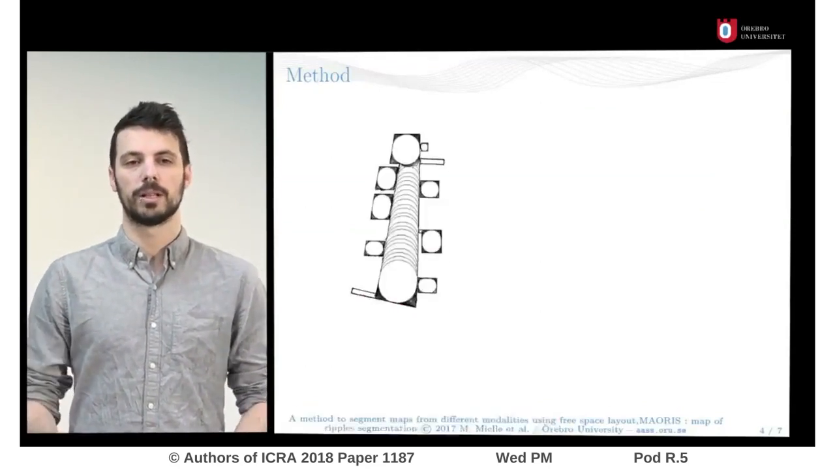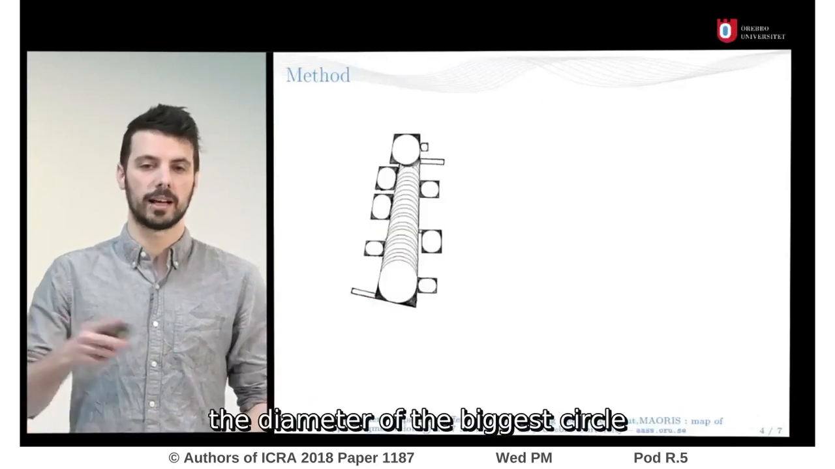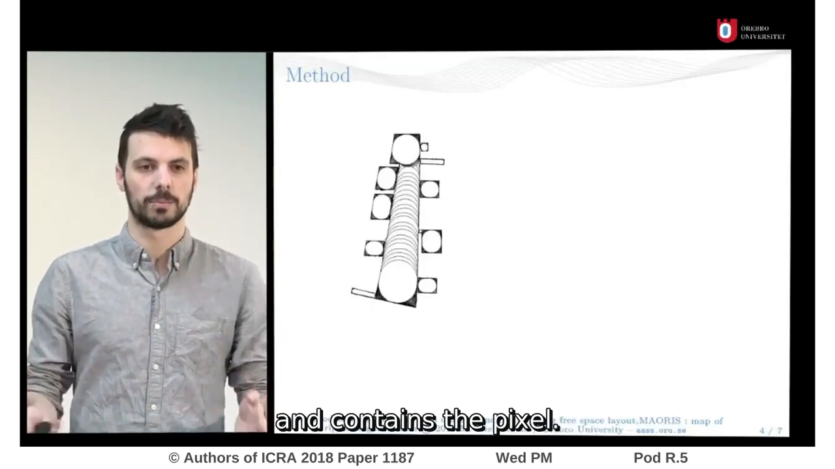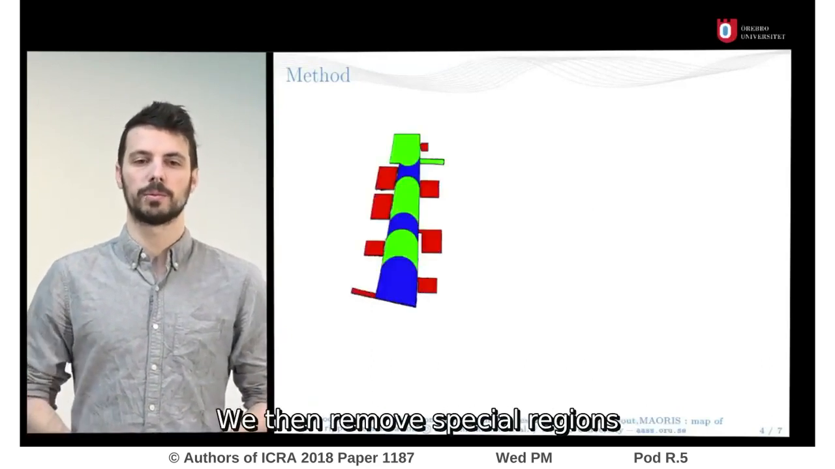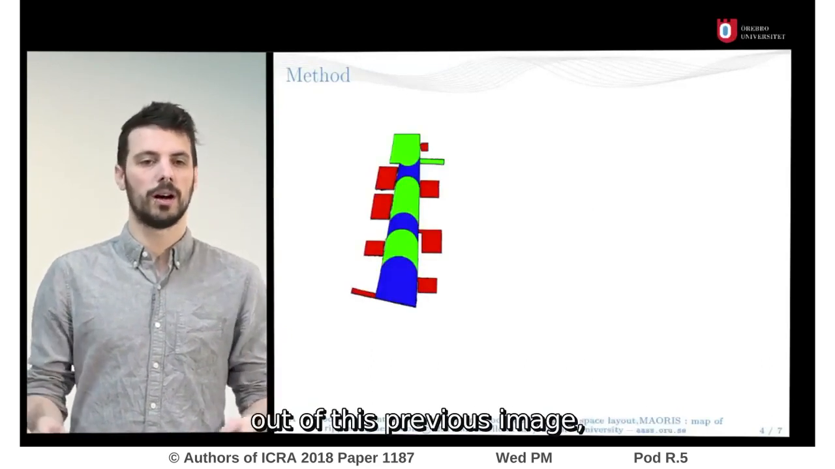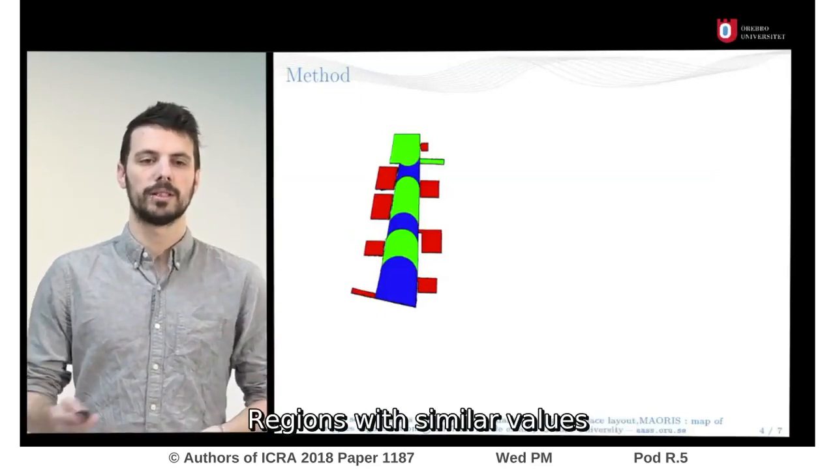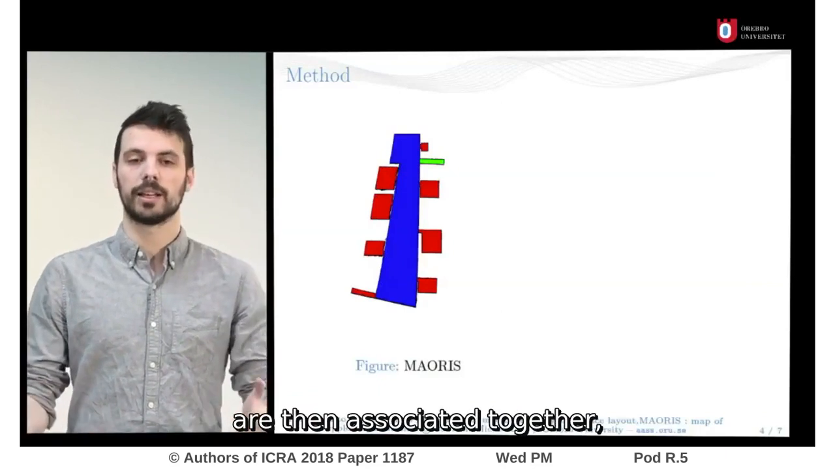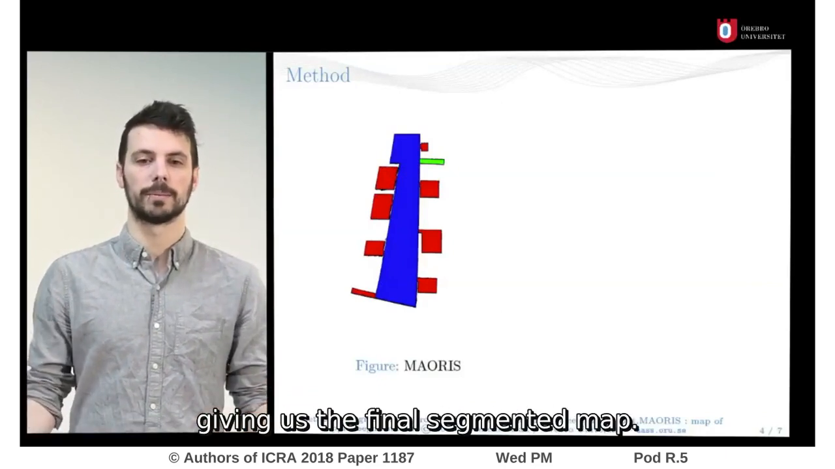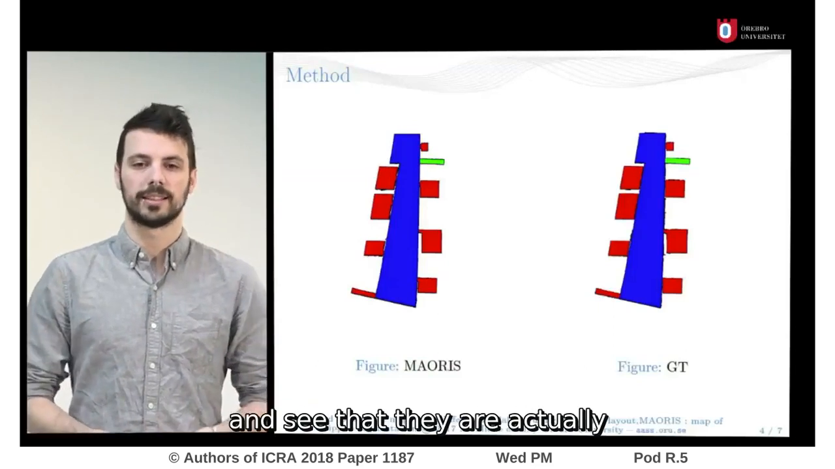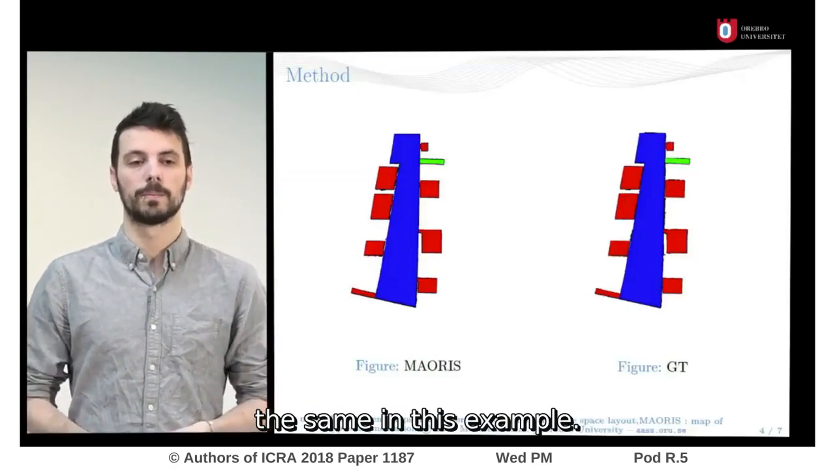It first creates an image where each pixel value is the diameter of the biggest circle that can be fitted in free space and contains the pixel. We then remove special regions called ripples out of this previous image, which gives us the resulting image. Regions with similar values are then associated together, giving us the final segmented map. We can compare this segmentation to the ground truths and see that they are actually the same in this example.